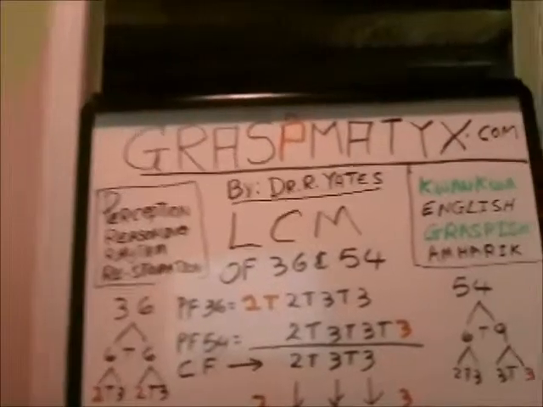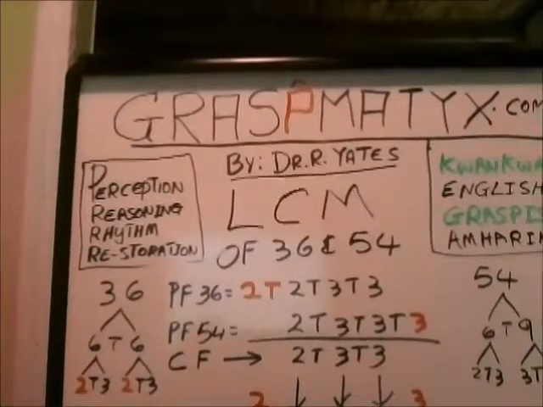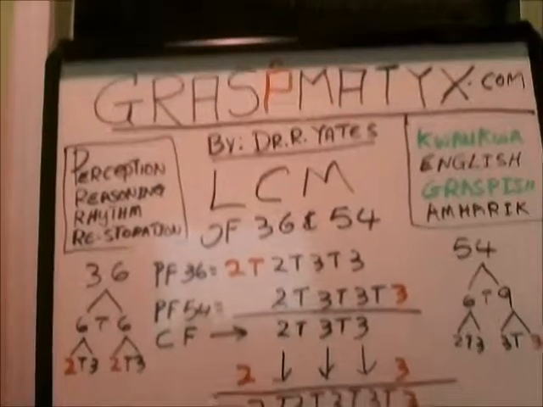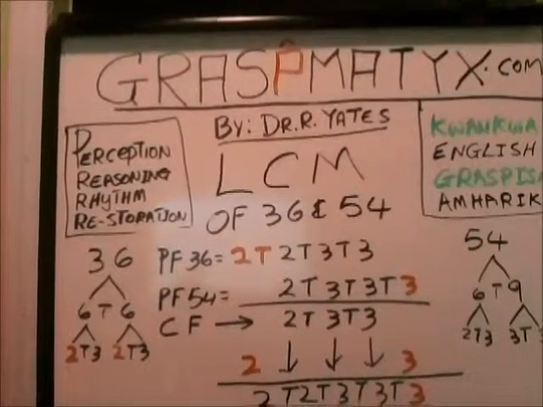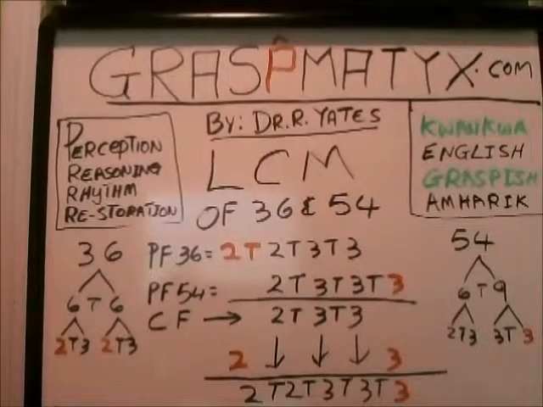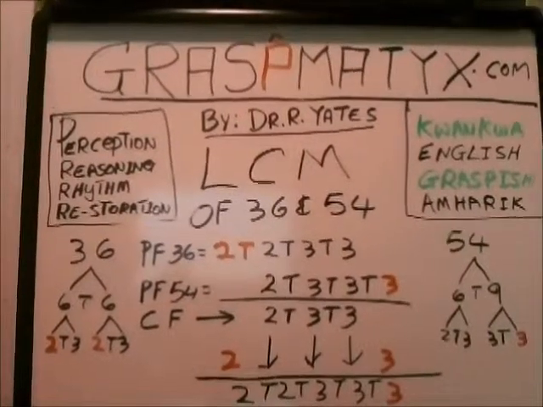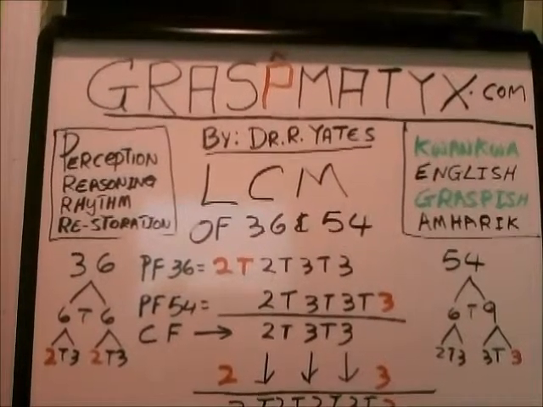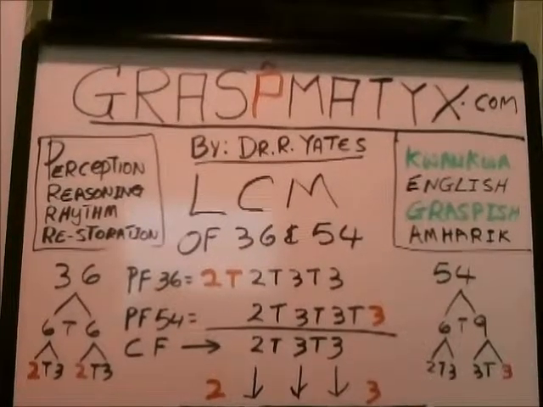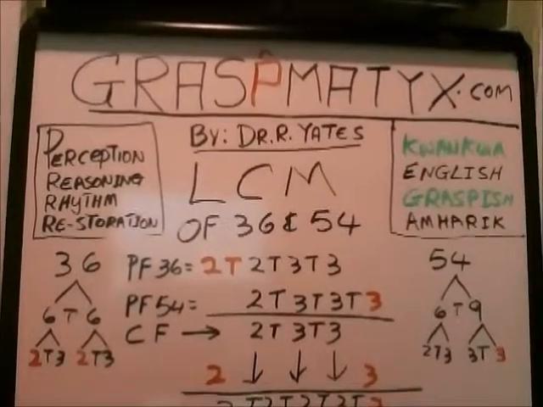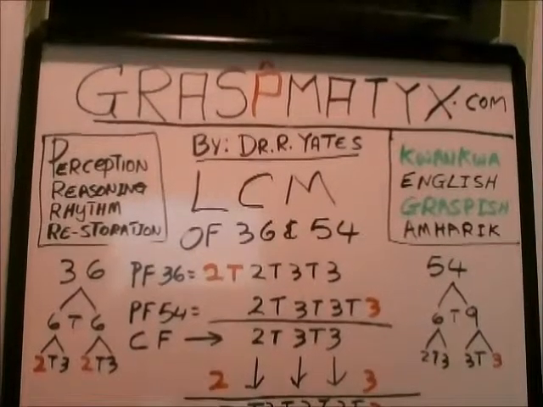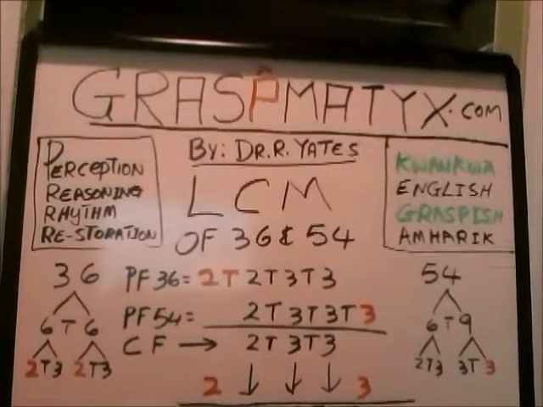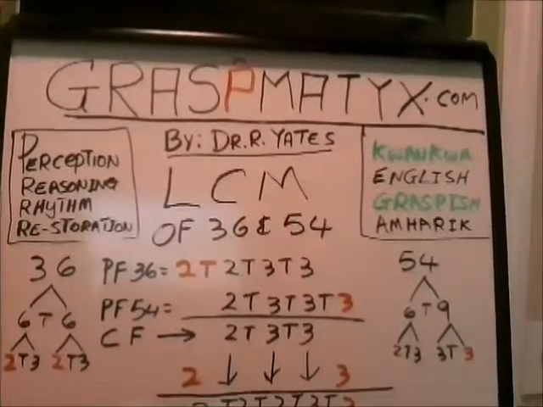So what we have: the prime factor of 36 would be 2 times 2 times 3 times 3. See that? And then the prime factor of 54, the PF. Okay, PF stands for prime factor. The PF of 54 equals 2 times 3 times 3 times 3. Now, when you find what they have in common, that would be considered the common factor of 36 and 54. The common factor of 36 and 54 would be the 2.